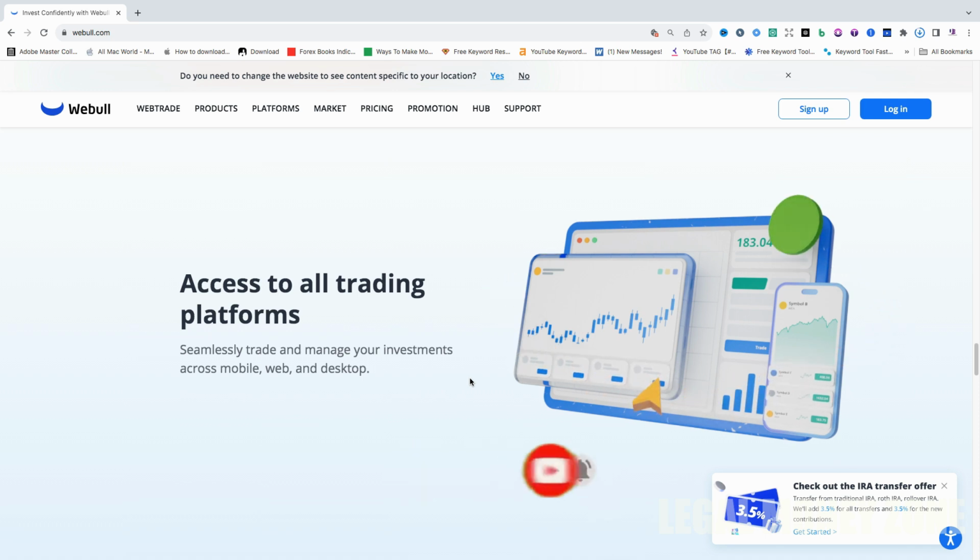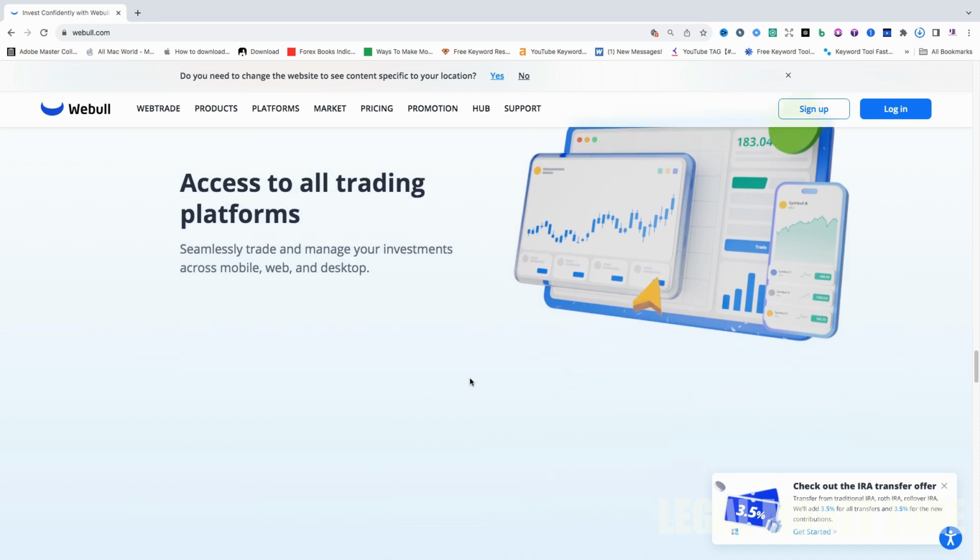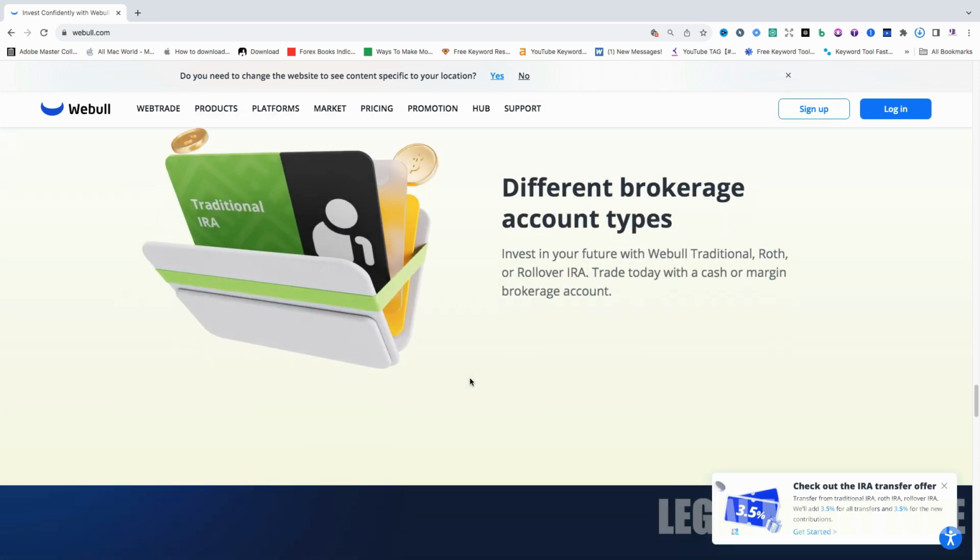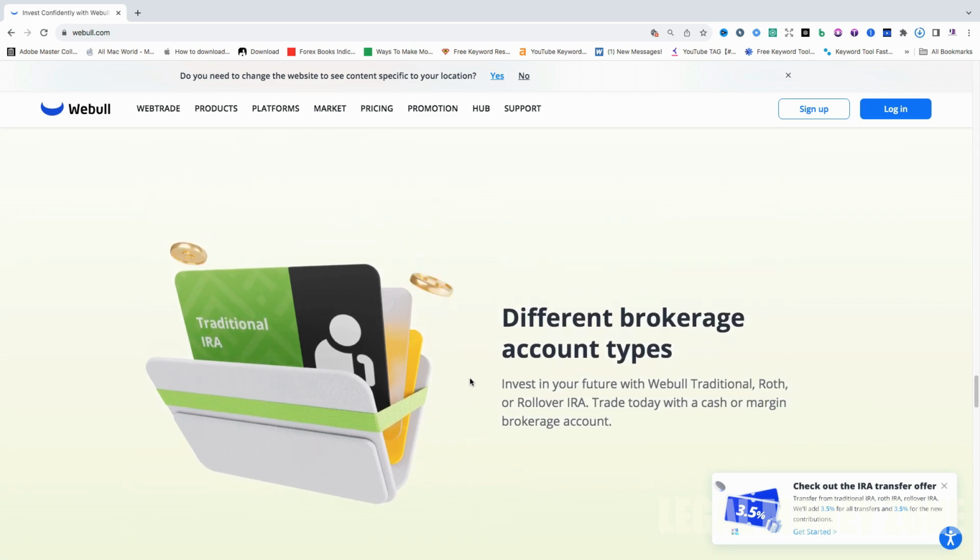To start paper trading on Webull, you typically need to create an account on the platform, navigate to the paper trading section, and then begin placing trades using the virtual funds provided.